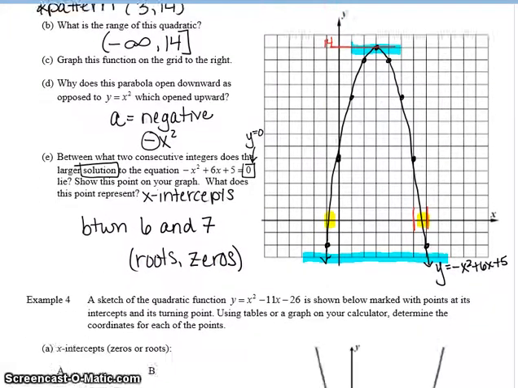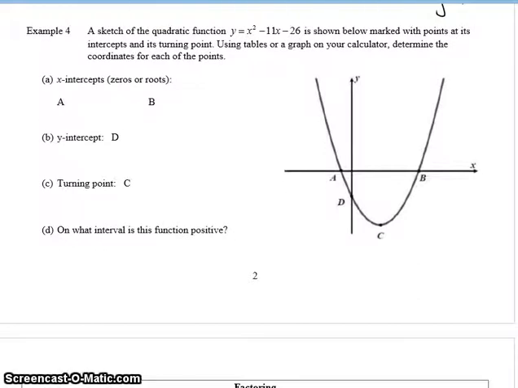Example 4. A sketch of the quadratic function y equals x squared minus 11x minus 26 is shown below, marked with points at its intercepts and its turning point. Using tables or a graph on your calculator, determine the coordinates for each of the points. Okay, so basically make sure you remember to put that whole thing in your graphing calculator, and then you're going to need the table. Now, x-intercepts are when y is equal to 0. Y-intercepts are when your x is equal to 0.